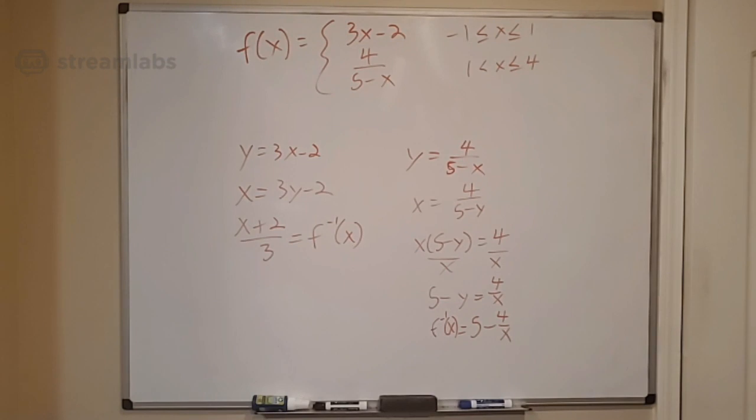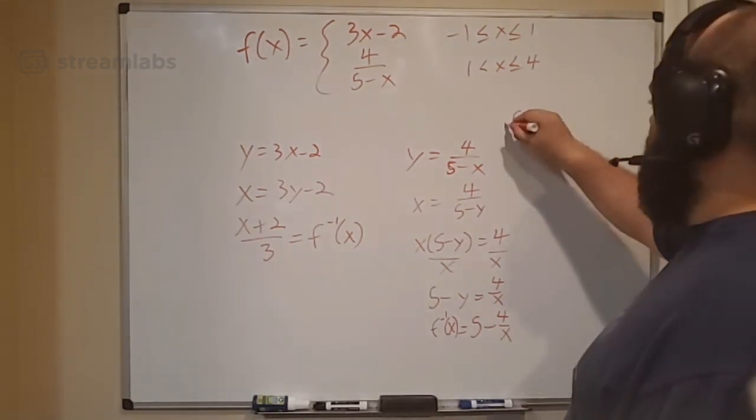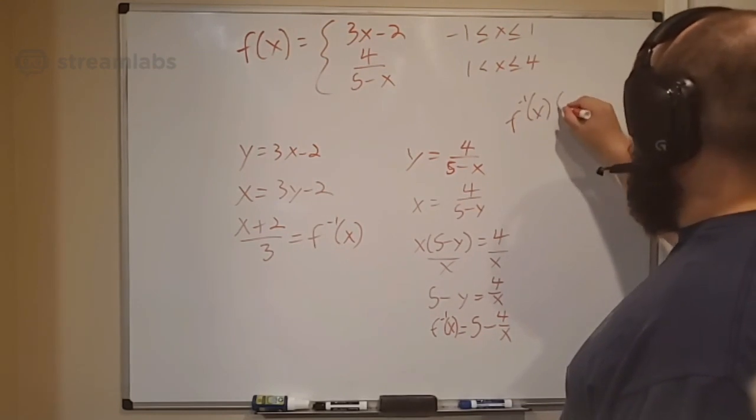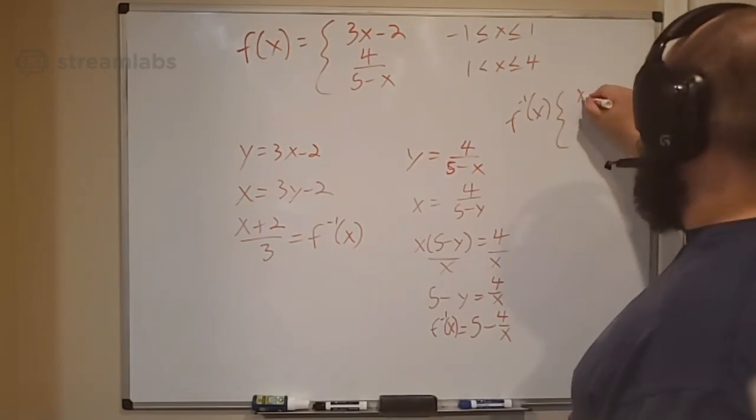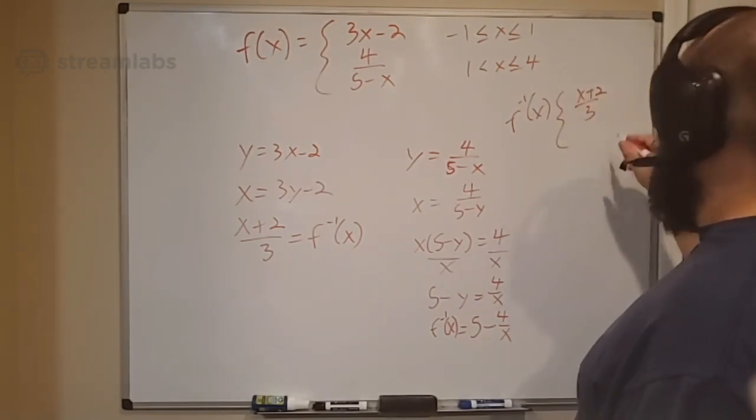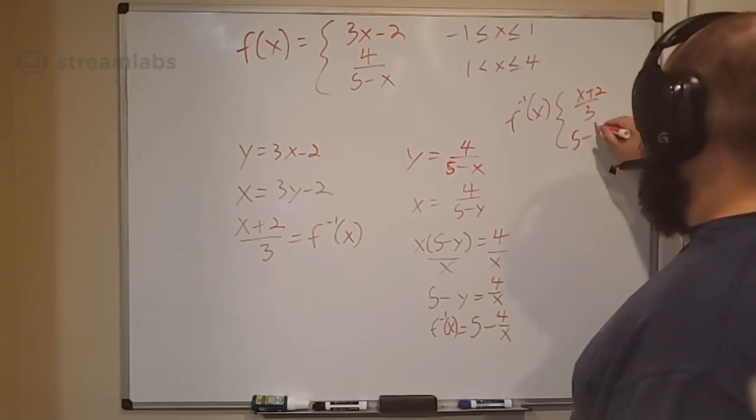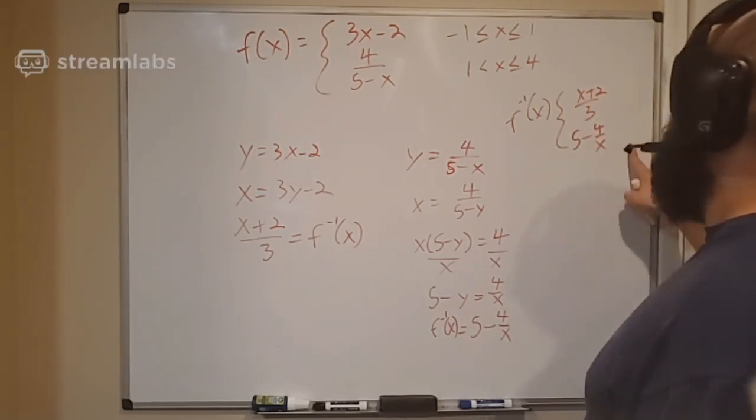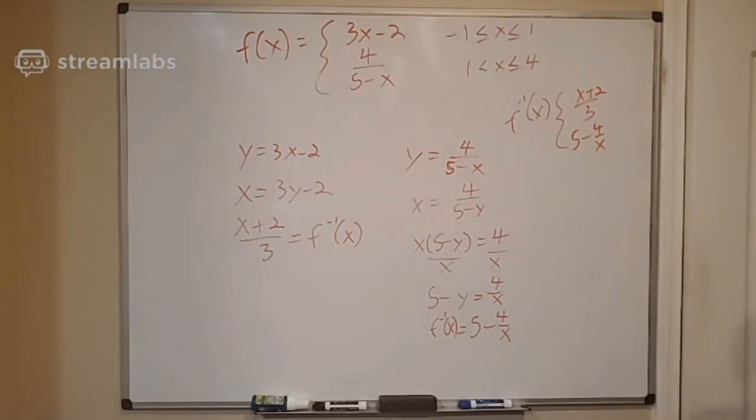So we got to write your f inverse. We do our piecewise, and we have one part of it is x plus 2 over 3, and one is 5 minus 4 over x. The question is, what are my x values going to be on my inverse function? The y values of your original function. Very good, Miss Kayla. So we have to figure out what those are.